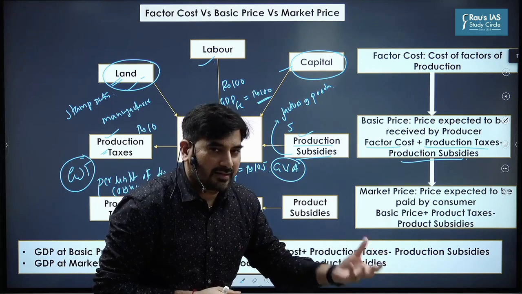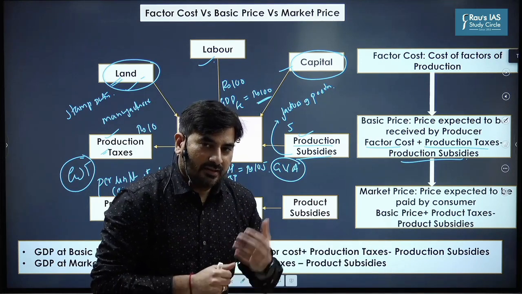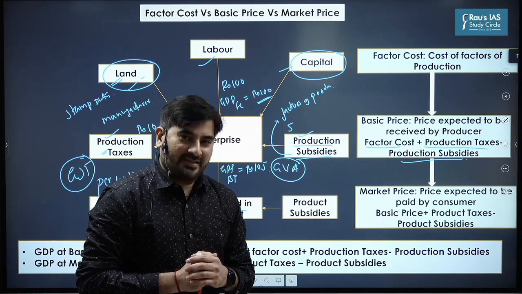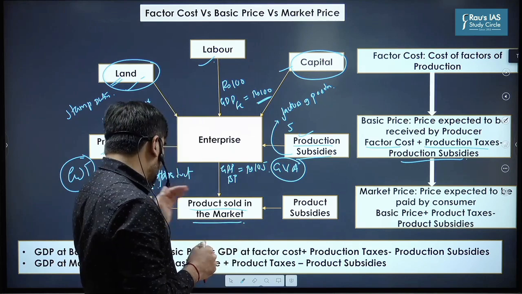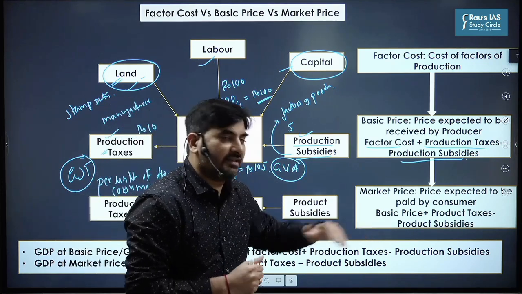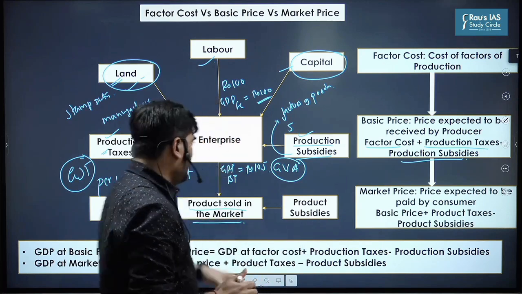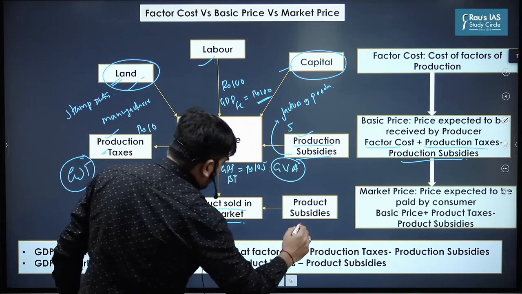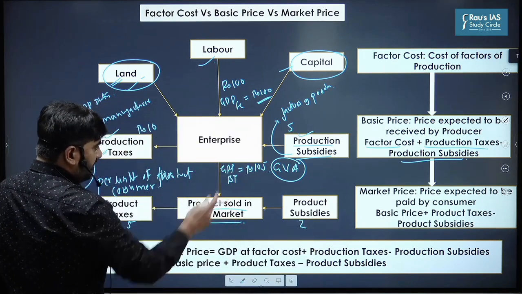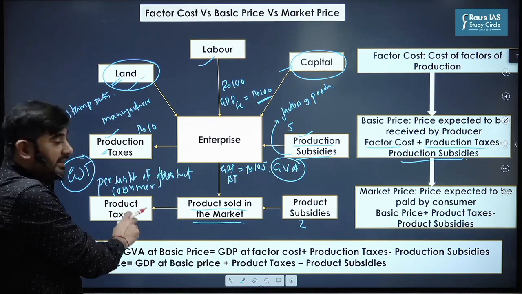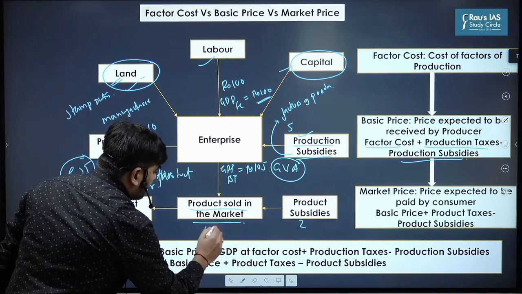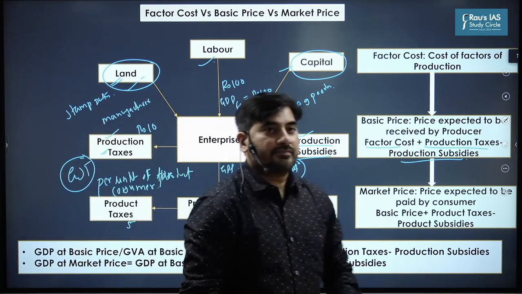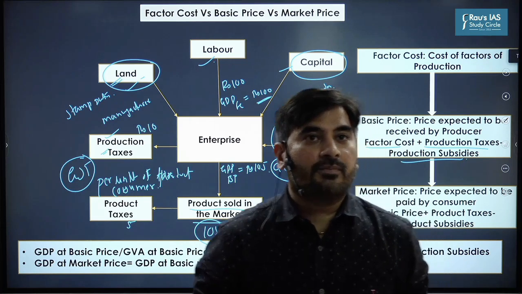So how do you calculate the GDP at market price? GDP at market price is calculated as GDP at basic price plus product taxes minus product subsidies. For example, in this case, let's say my product taxes is 5 and my product subsidies is equal to 2. So 105 plus 5, 110 minus 2, this will be my GDP. Are we clear on this, all of you?